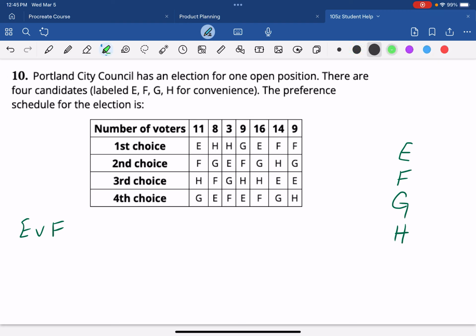If a voter were only given the choice between E and F, based on this preference schedule, we can determine who would win that election. I'm going to go ahead and highlight all of the E's green, and then all of the F's purple so that it's a little easier to see the comparison. And then we're just going to ignore the rest of the schedule as if it doesn't exist. So we're only looking as if the election were between E and F only.